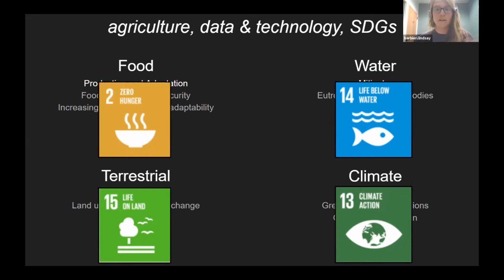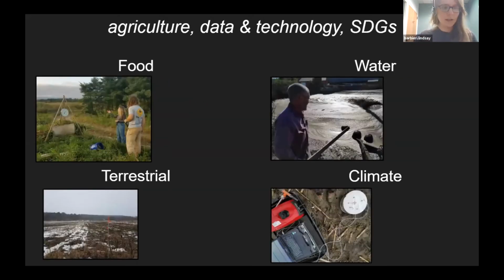On the high level, we have zero hunger and climate action, but each of these goals do have specific targets underneath them, as Bill mentioned, and then indicators that can help measure how we are progressing towards these goals. So we're going to get into it a little bit. But on my own field research level, I do a lot of data collection around all of these systems. We do vegetation data collection, water quality data collection, terrestrial systems, biodiversity, and then my main focus has been climate and greenhouse gas emissions from soils.